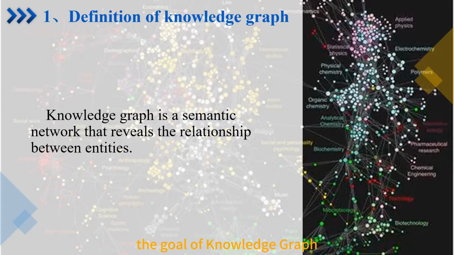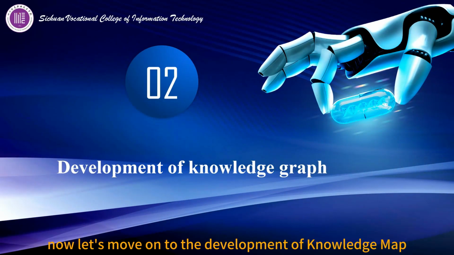The goal of a knowledge graph is to help computers understand and reason about information in a way that's similar to how humans do it. It's used in fields like natural language processing, search engines, machine learning, and artificial intelligence to provide more intelligent and personalized service. Now, let's move on to the development of Knowledge Graph.